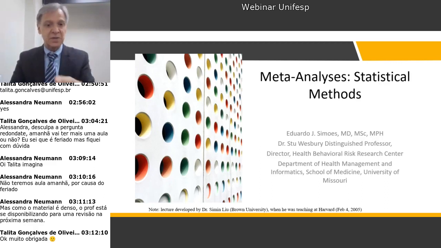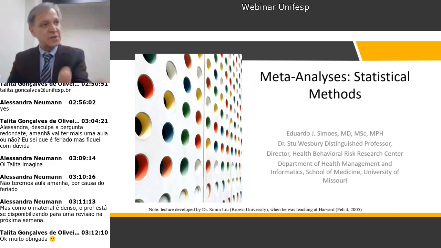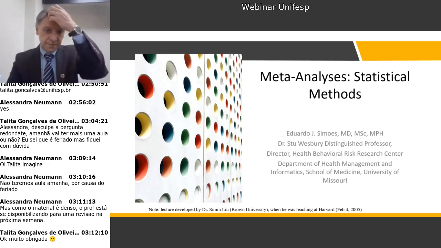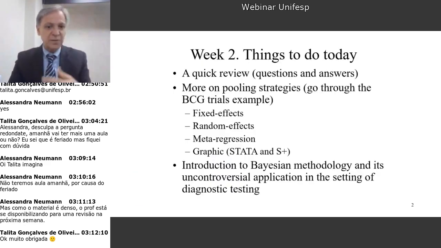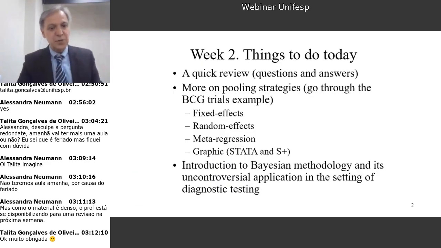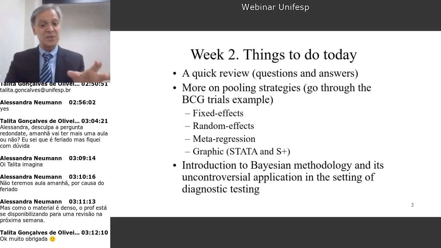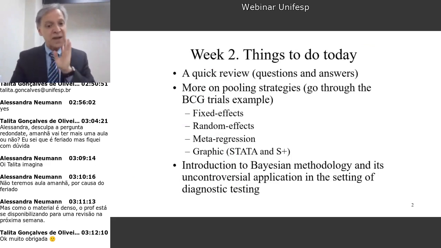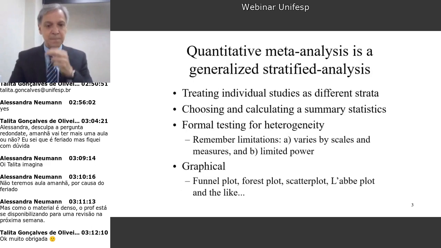This is a key lecture. The one before that, not this one. And I'll add a lot of elements. So you can read that lecture and know how to do a meta-analysis, including information about the softwares and how to feed the software to do it, okay? But here's a little bit of an overview and the example he used on the statistical methods. More on pooling strategy from the BCG, fixed effect, random effect, meta regression. Introduction to the Bayesian methodology.